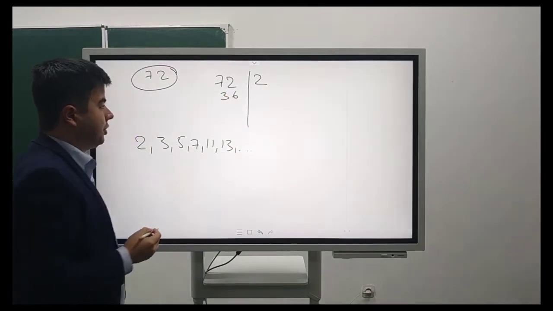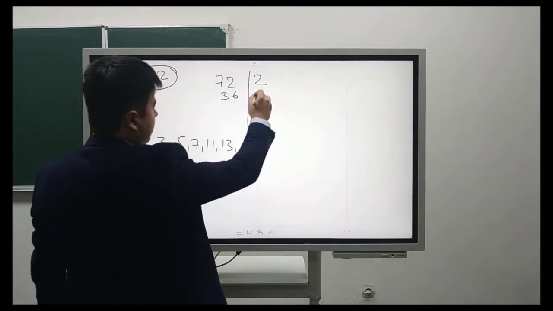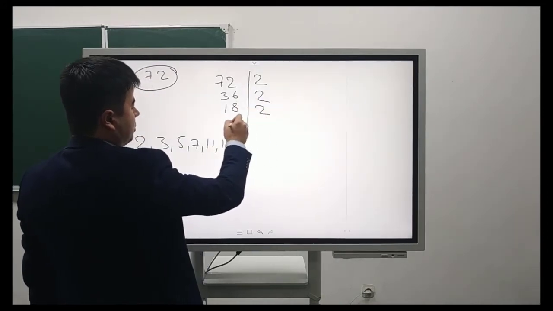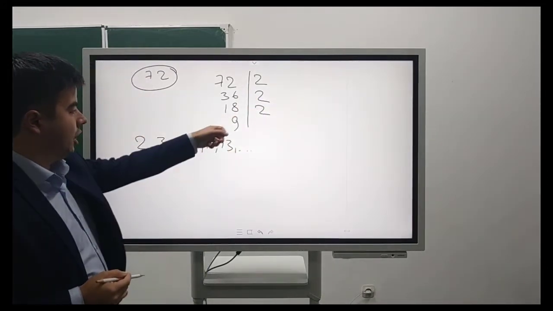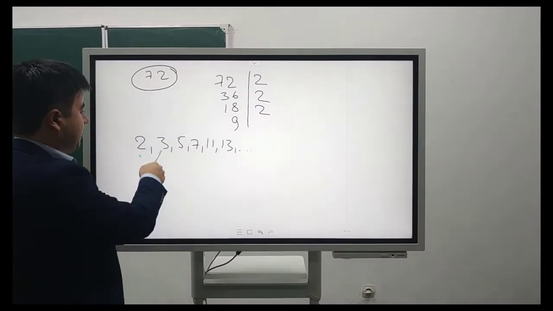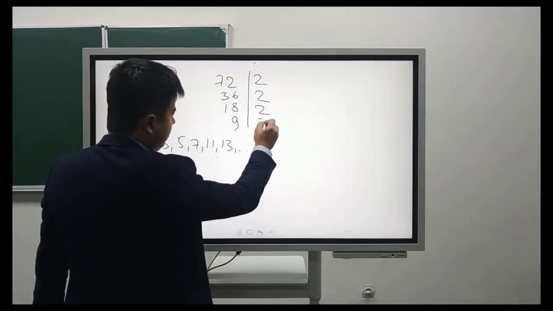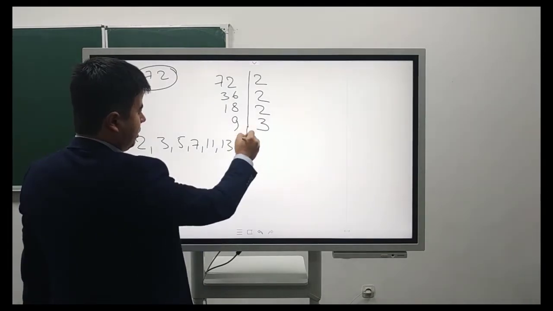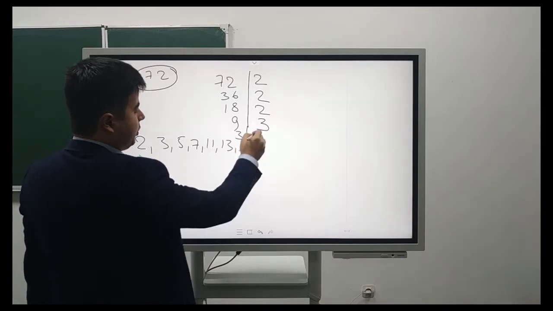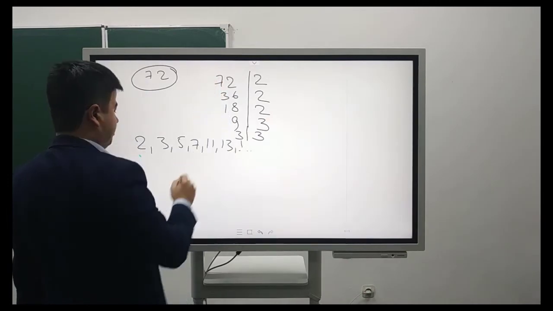And now, 36, is it divisible by 2? Yes. So, it is 18. The next one, 18 also can be divided by 2. So, 9. And now, 9 is not divisible by 2, so we need to move to the next one. The next one is 3. 9 is divisible by 3. Now, the next one is 3. And 3 is divided by 3 only, because it's a prime number. And 1. We'll continue.